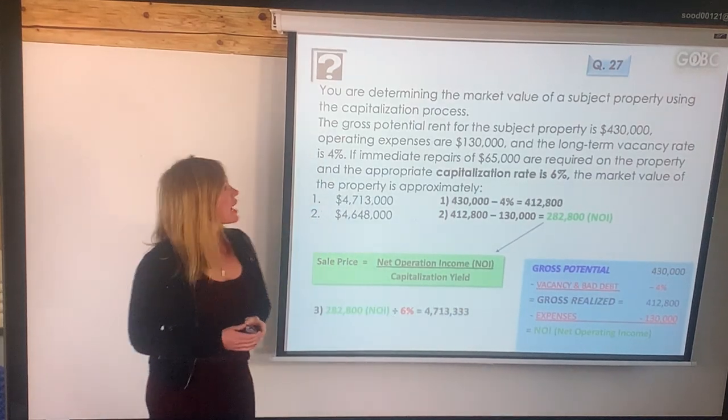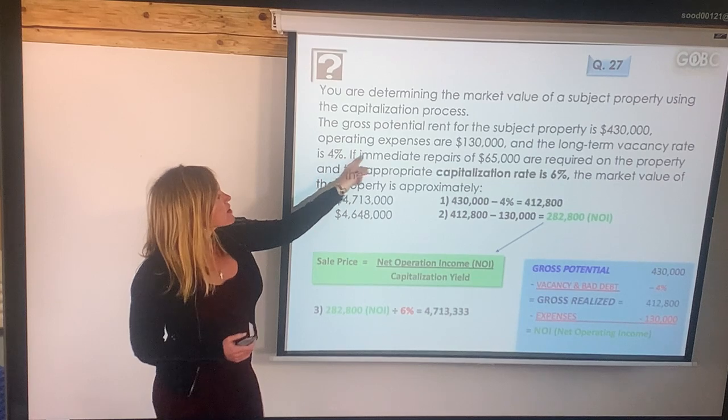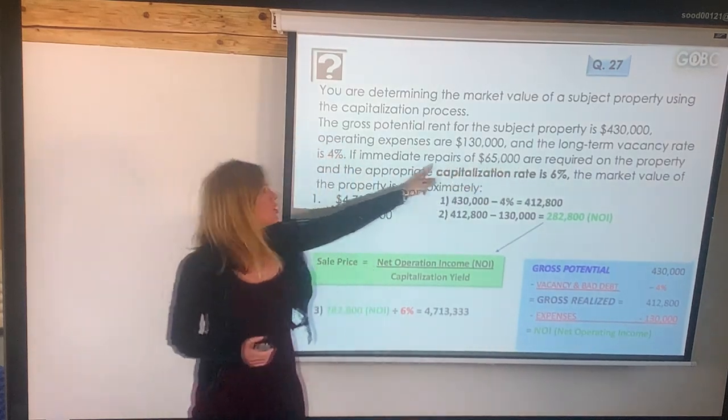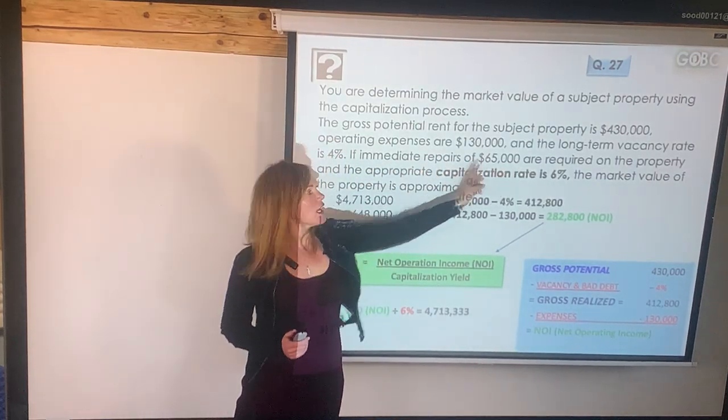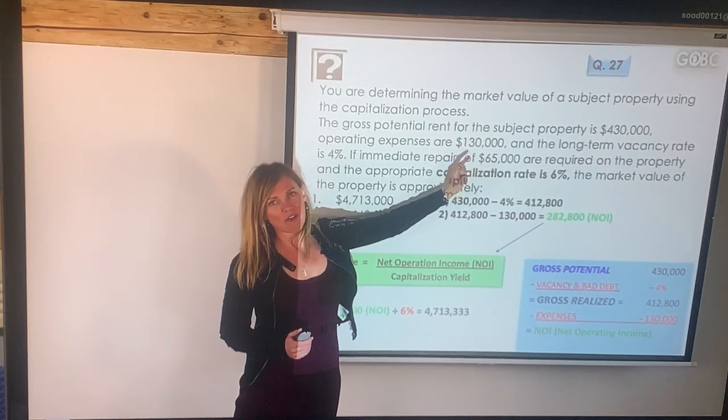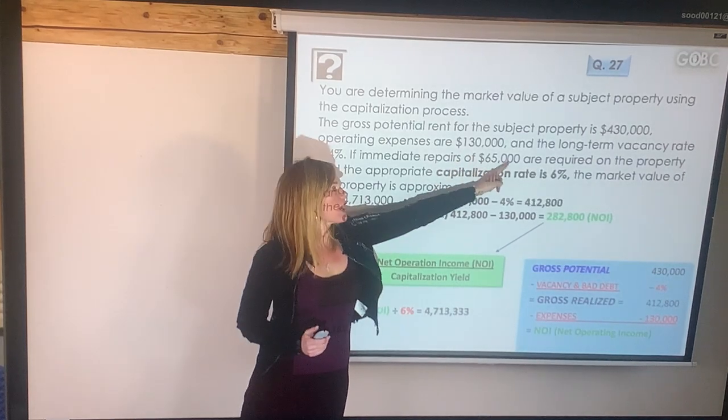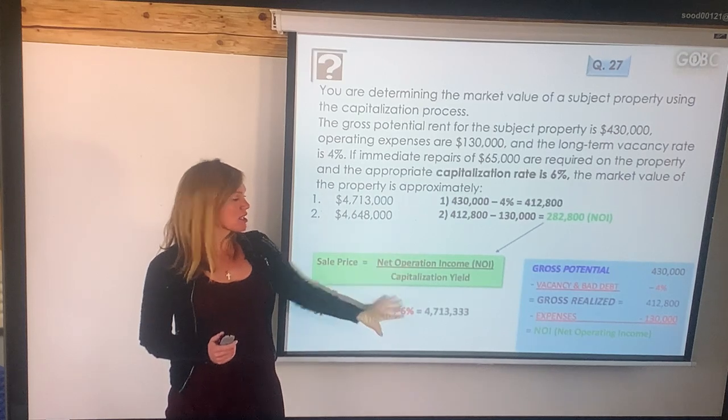Now, you would think you would be done by now. And most of you guys will be completely done at this point, because they will not include this immediate repairs of $65,000. This is only what mortgage people might have on their exam. So I'll say it again. Most of you guys will not have this. You would find the income, you would divide it by the capitalization rate, and you would be done.